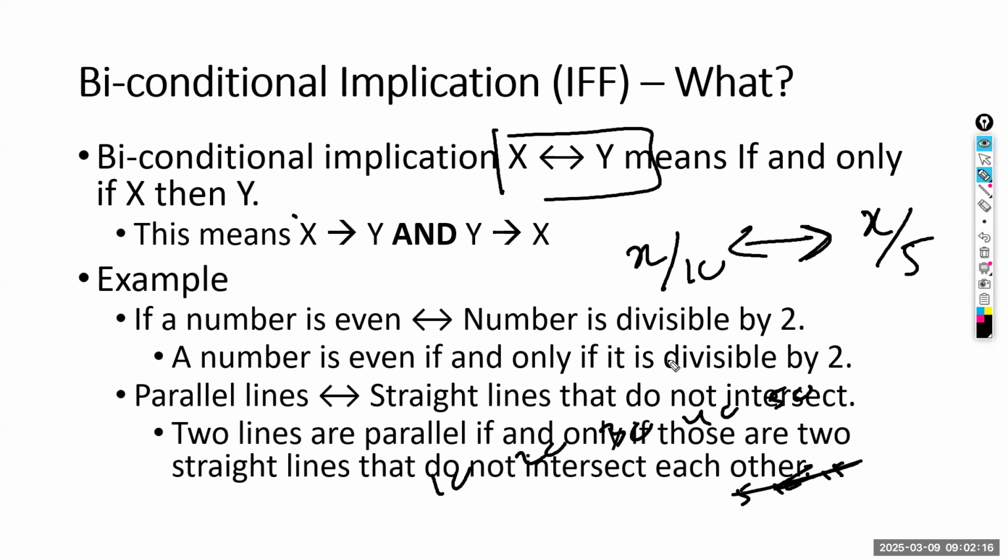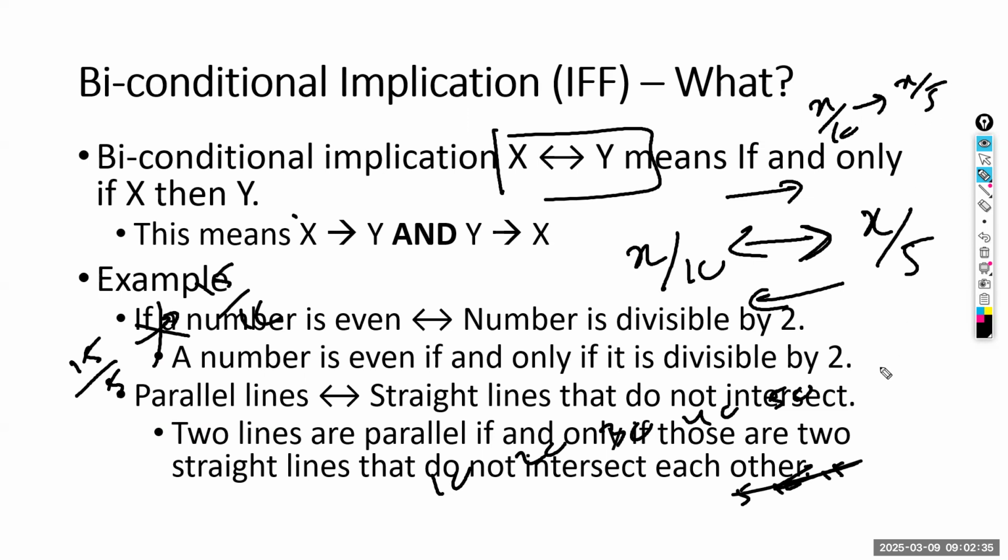No, because this way it is correct, but not this way. When something is divisible by 5, like 15, it's divisible by 5, but it doesn't imply that it is divisible by 10. So therefore, we can say that when x is divisible by 10, it is divisible by 5. But we can't say x divisible by 10 if and only if x divisible by 5, because this way it doesn't work. So therefore, these are two different operators.